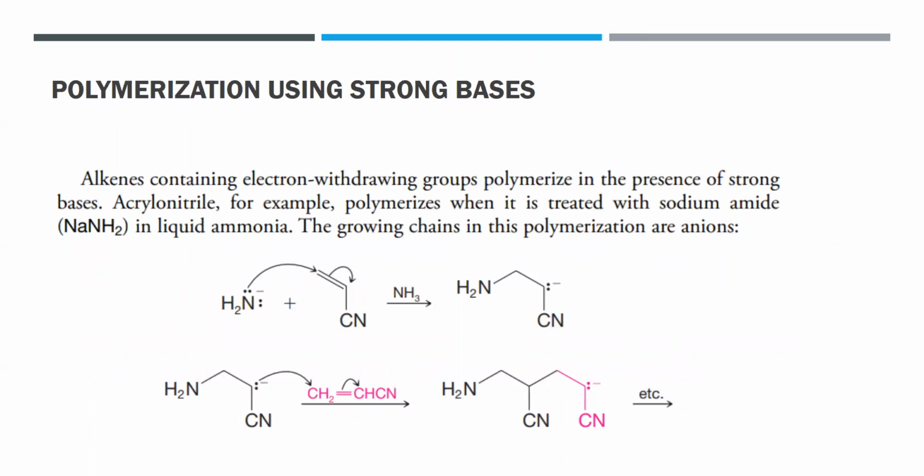Another way of proceeding with polymerization reactions is to use strong bases. Aside from strong acids, or rather Lewis acids, you can also use strong bases to proceed with polymerization reactions. So what are our strong bases? Alkenes containing electron withdrawing groups, some of the electron withdrawing groups, like this one here.